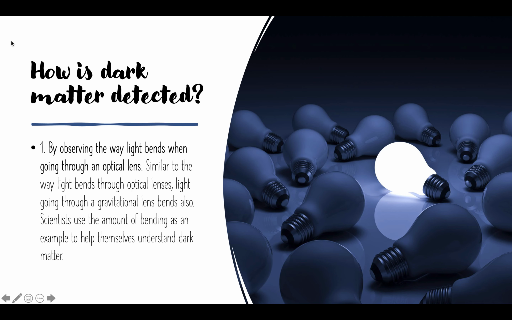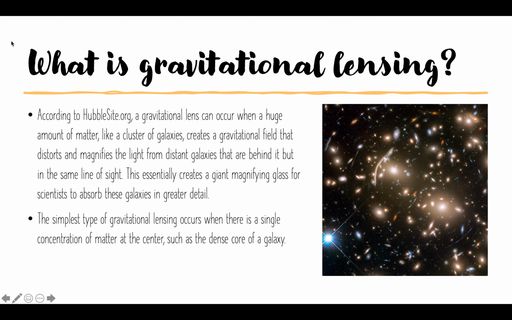So, how is dark matter detected since it's not something that we can physically see? One way is by observing the way light bends when going through an optical lens. So, similar to the way light bends through optical lenses, light going through a gravitational lens bends also. And scientists use that bending and the amount of the bending as an example to help themselves understand dark matter.